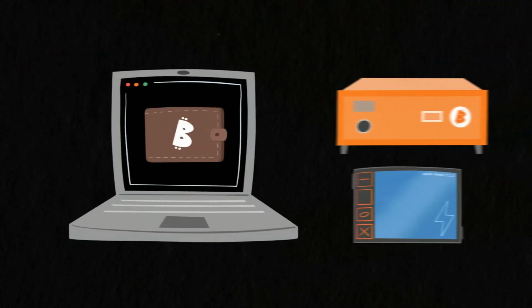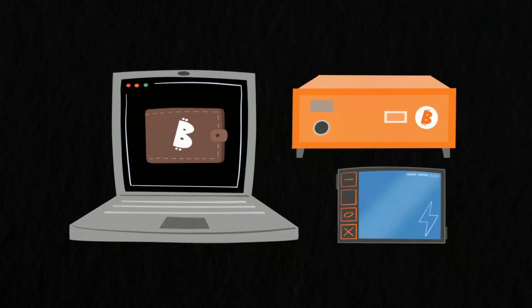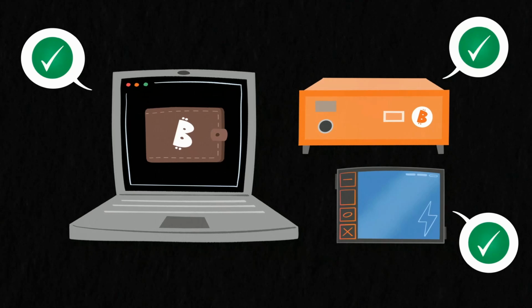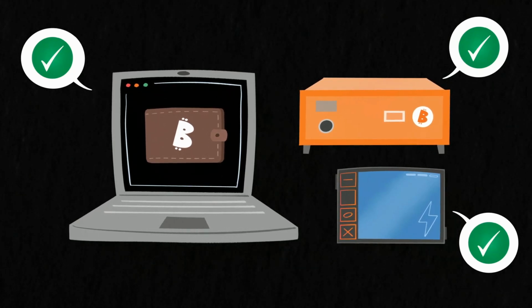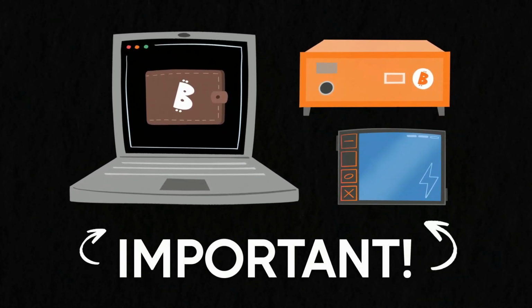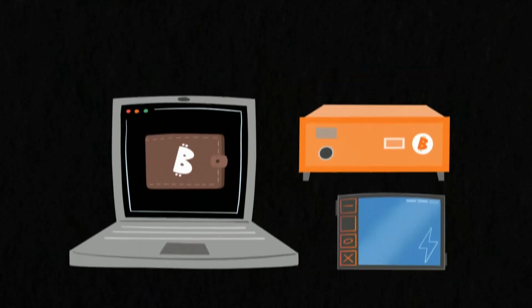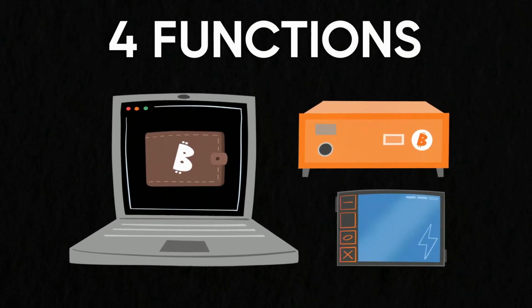The Bitcoin node network is organized in a similar manner. Different types of nodes exist, but they all contribute to verifying and achieving consensus for transactions. Understanding Bitcoin nodes is important because they form the foundation of the Bitcoin network. Here are 4 important functions nodes have.